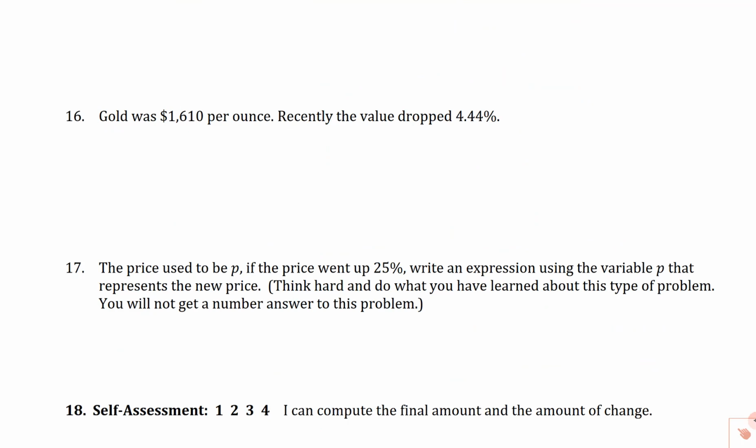Okay, I'm on the back side of the practice worksheet, and we're going to take a look at number 17. We're not going to fill it out completely, but we're just going to read through and make sure we all understand it. It says the price used to be P, so we'll use the variable P for the price. If the price went up 25%, write an expression using the variable P, so your answer is going to have a variable that represents the new price. So there's a hint here. Think hard and do what you've learned about with this type of problem. You're not going to get a number for this. The answer is going to be an expression with the variable P in it. So take a good look at that. Think hard. Good luck.